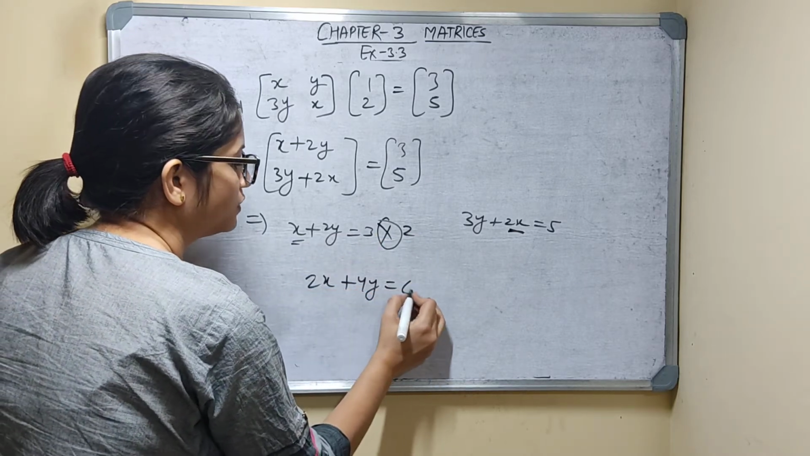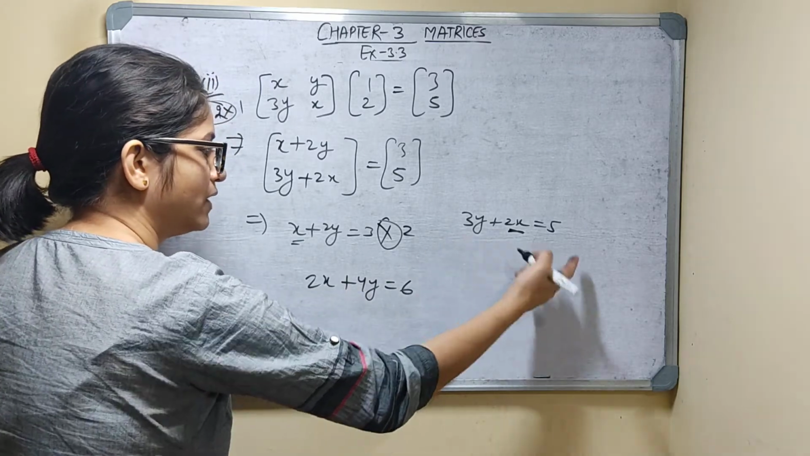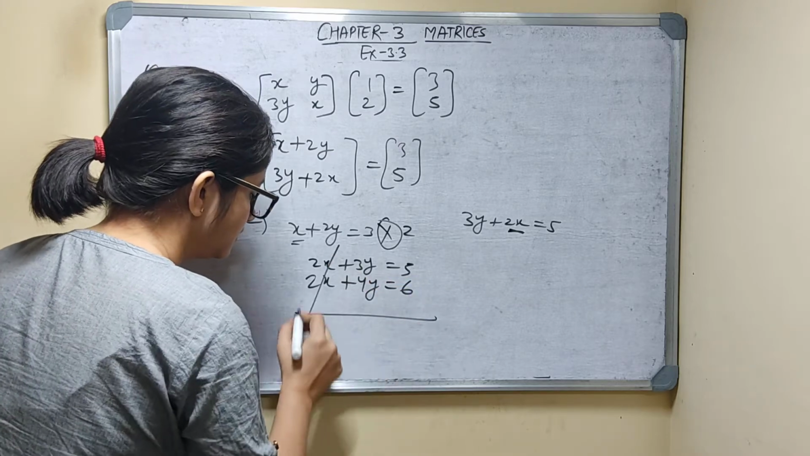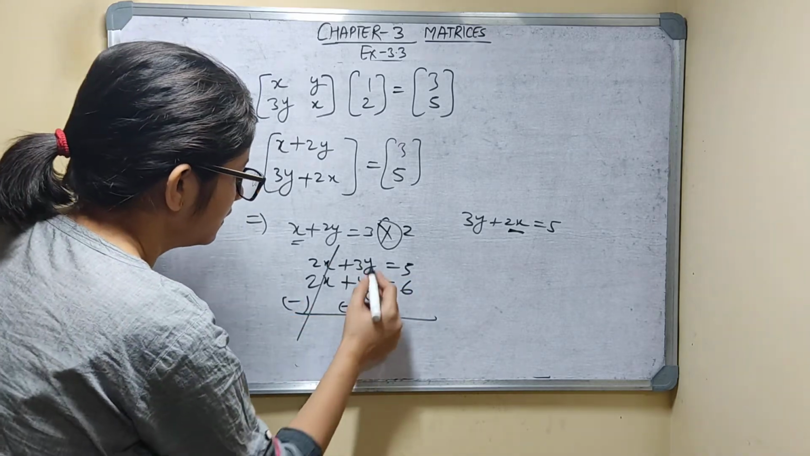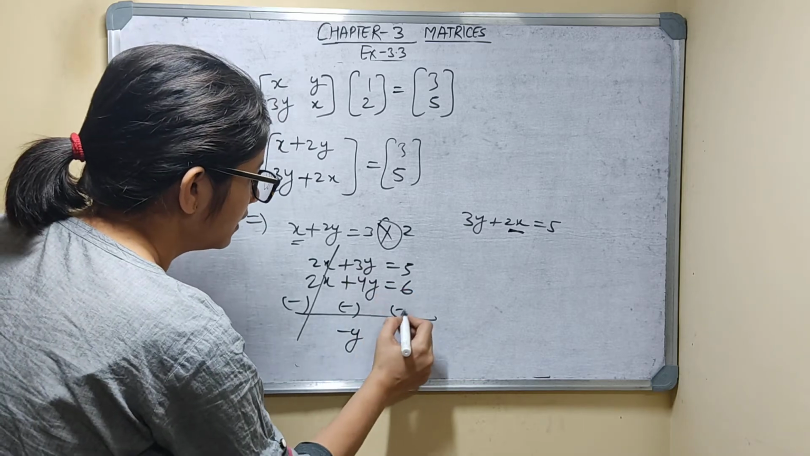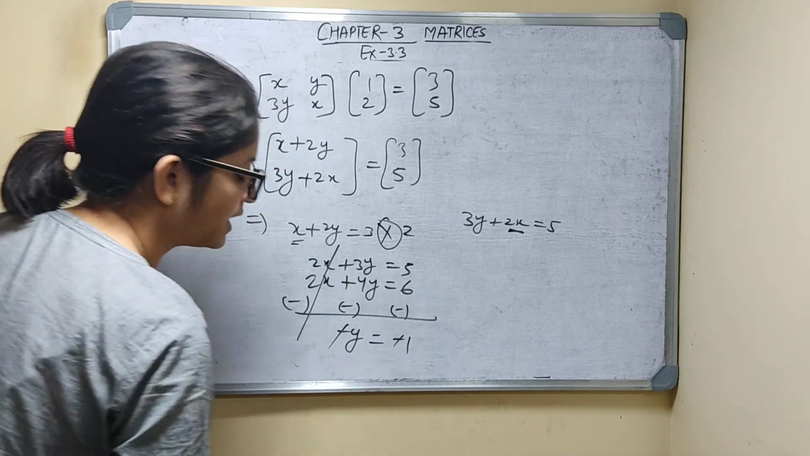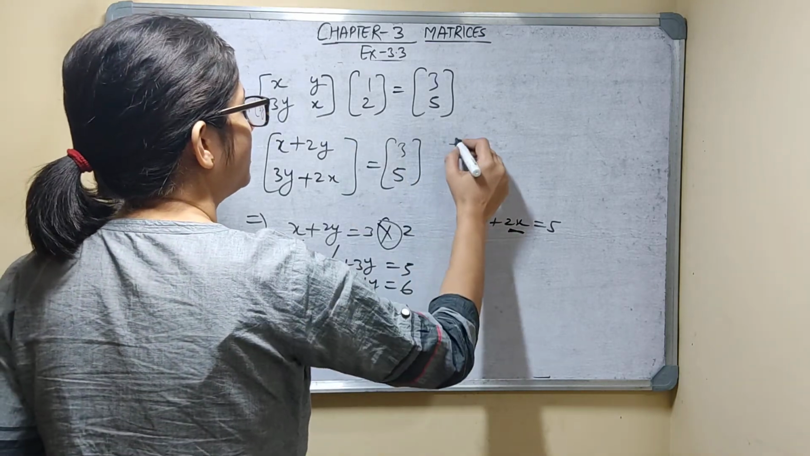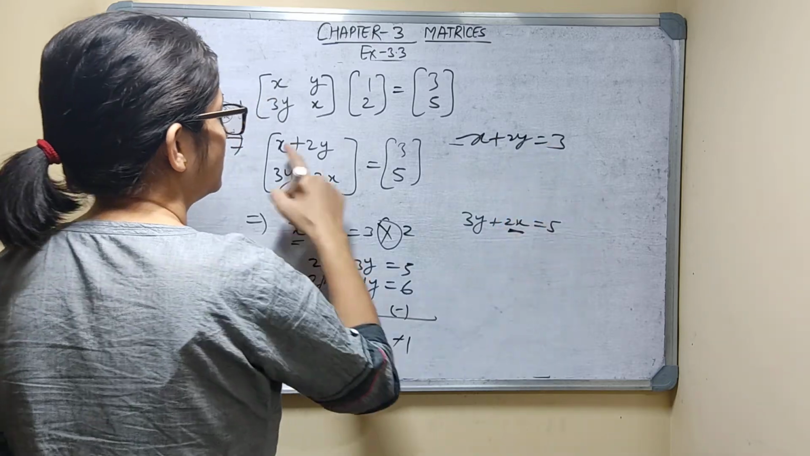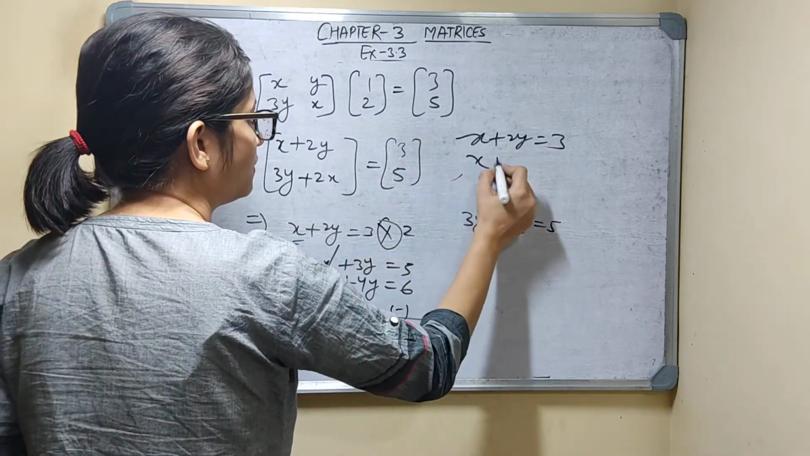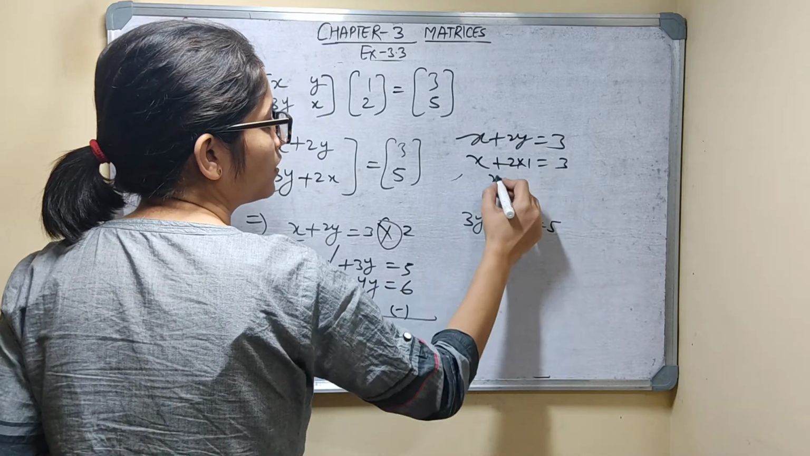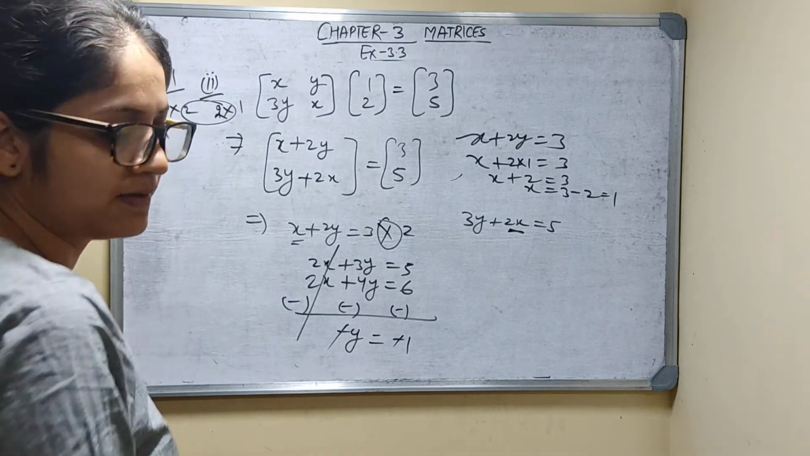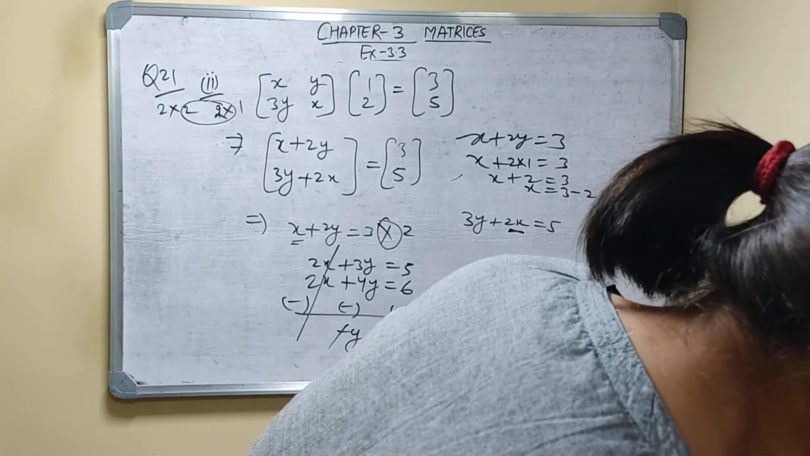So it will be 2x plus 4y is equal to 6, and this is 2x plus 3y is equal to 5. This cancels, subtract: 3y minus 4y is minus y, 5 minus 6 is minus 1. So minus y is equal to minus 1, so y is equal to 1. Y is equal to 1, so you can equate x plus 2y is equal to 3. So x plus 2 into 1 is equal to 3. So x plus 2 is equal to 3. So x is equal to 3 minus 2, that is 1. X is 1, y is 1. 21st, first and second part is over.